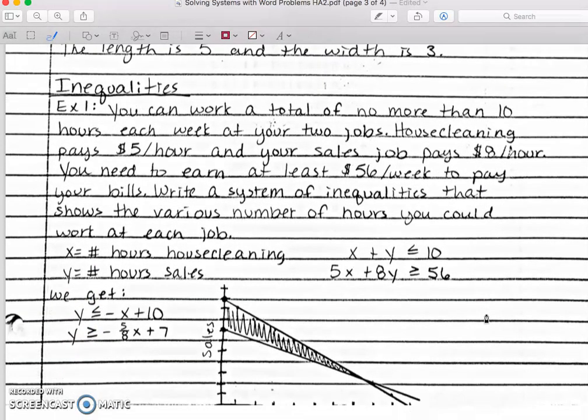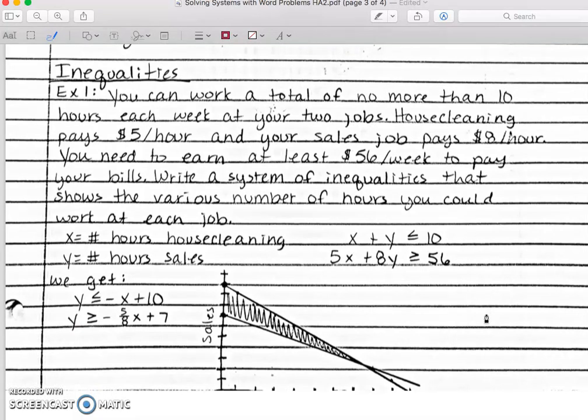So that brings us to our inequalities problems. These work almost the exact same way, but instead of an equal sign, we're going to have an inequality. So you need to pay attention to the wording that they're going to be using. So this inequality problem, and I believe on your homework it'll be the last 2 that are inequalities, but it should be labeled as such. So this example says you can work a total of no more than 10 hours each week at your job.